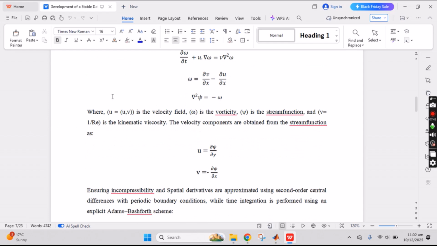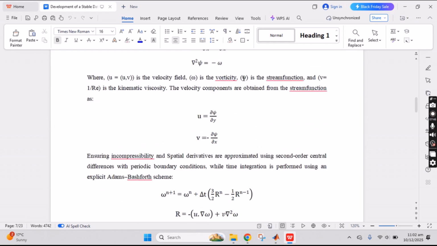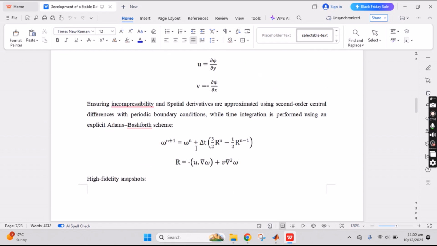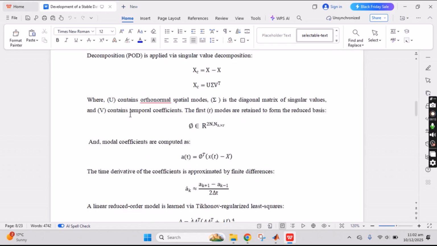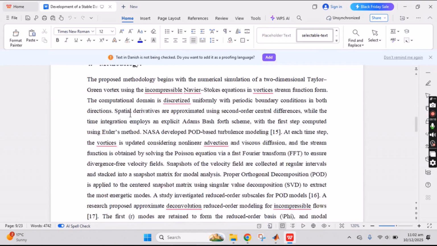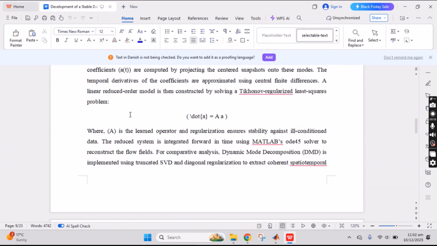Okay, here is the mathematical model, the mathematical equations used for the incompressible Navier-Stokes equations. These are the Navier-Stokes equations. The high fidelity snapshot equations are presented here, where the proper orthogonal decomposition is applied through singular value decomposition. These are the equations used in it, and the methodology is stated here.